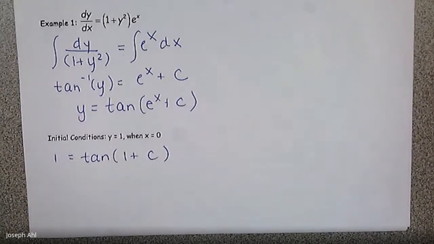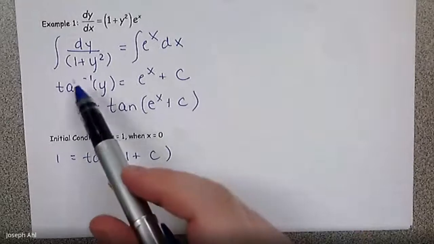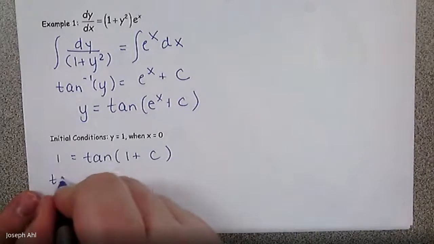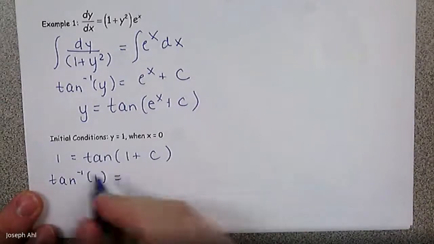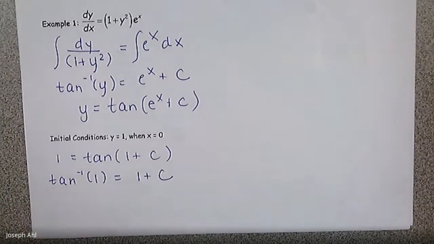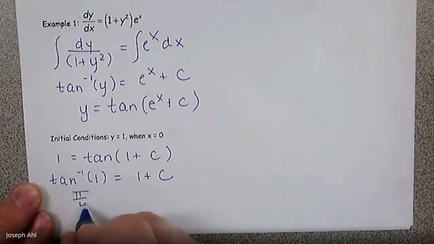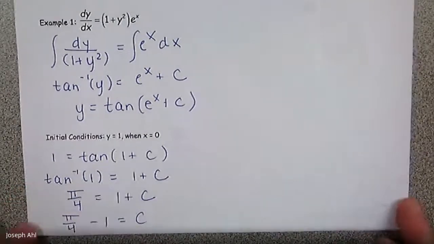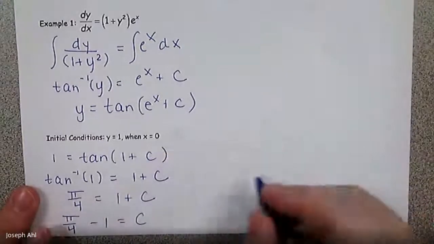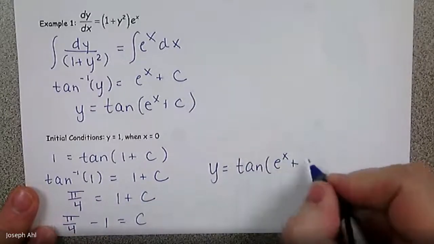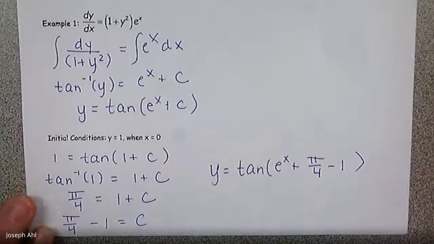All right, so in contrast to what we did up here a minute ago, where we were trying to get rid of tan inverse, so we took the tan of both sides, now in order to get rid of tan, you would take the tan inverse of both sides. So tan inverse of 1 would equal, well, tan inverse of tan would just give you 1 plus c on this side. And it turns out tan inverse of 1 we know is pi over 4. So therefore, the constant c with those initial conditions would be pi over 4 minus 1. So our final equation with these initial conditions would be y equals tan of e to the x plus c, where c is pi over 4 minus 1.